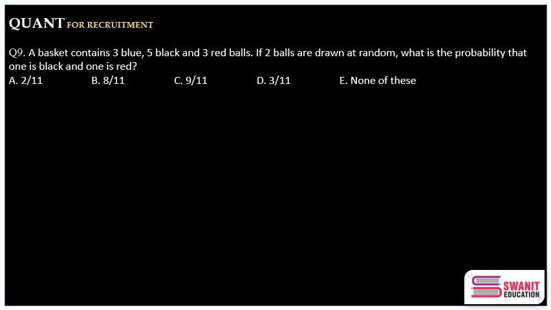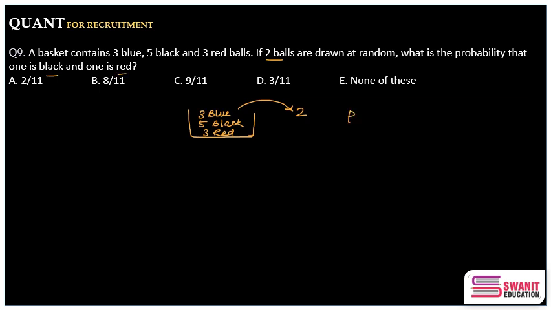Next question. A basket contains 3 blue. Okay, so let me put a basket like this. 3 blue, 5 black, and 3 red balls. Now 2 balls are drawn at random. So we are taking out 2 balls. What is the probability that one is a black and one is a red?